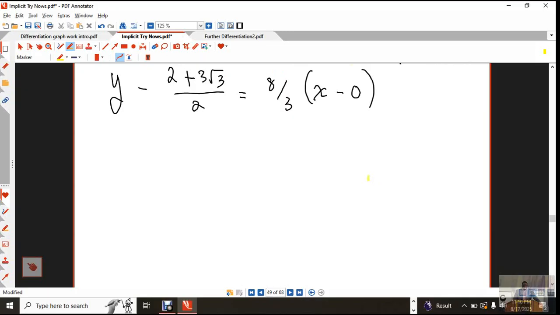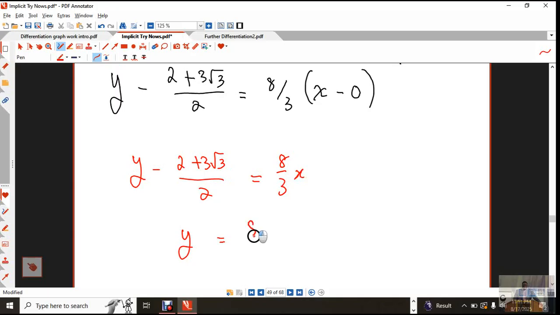Okay, so of course, this is y minus 2 plus 3 root 3 over 2. Well, that is going to be equal to, now here's the beauty of it, there are so many ways you can do all of that. You can say, okay, this is 8 over 3 x, and I'm going to bring that whole term over. That's going to be y equals 8 over 3 x, then we're going to add all of this, 2 plus root 3 upon 2.